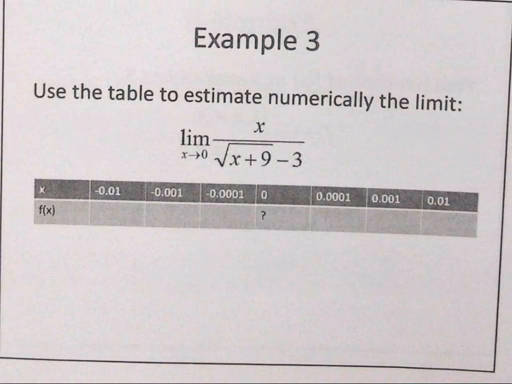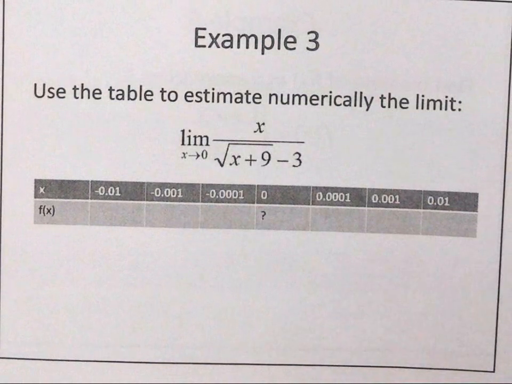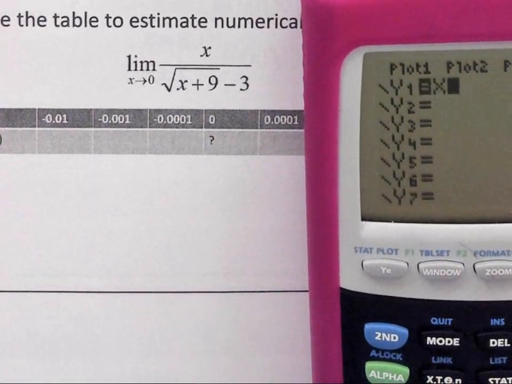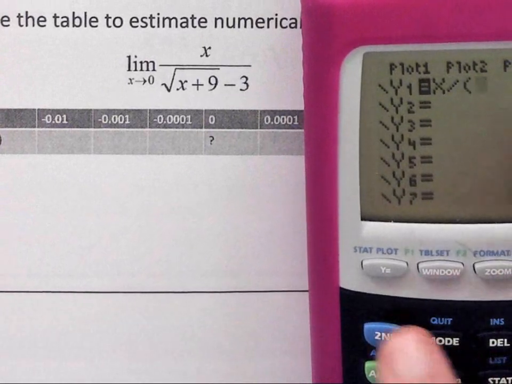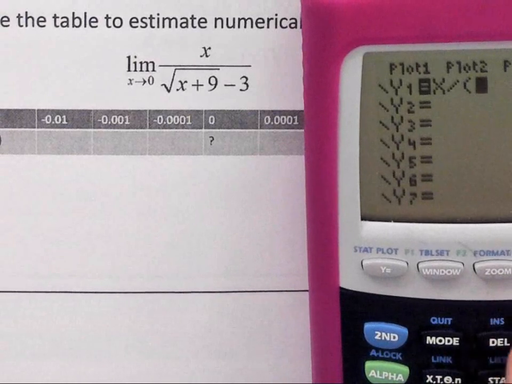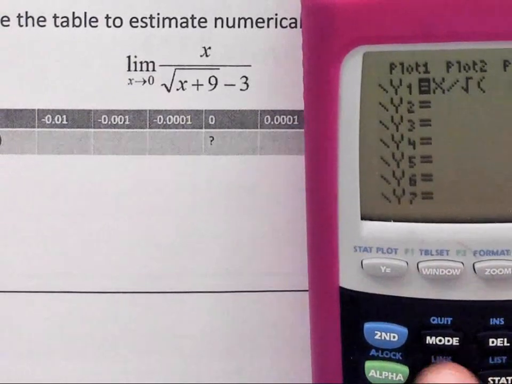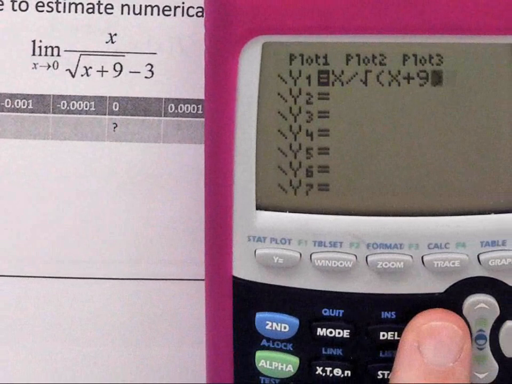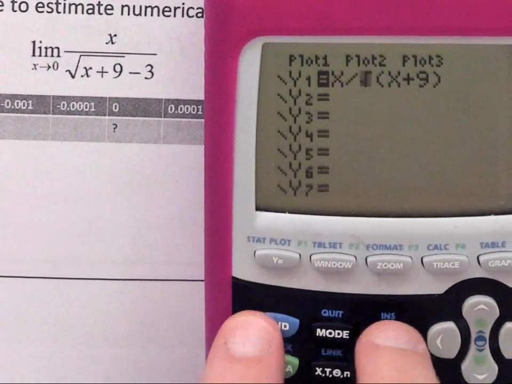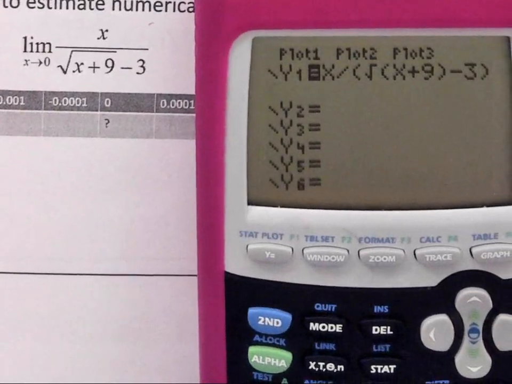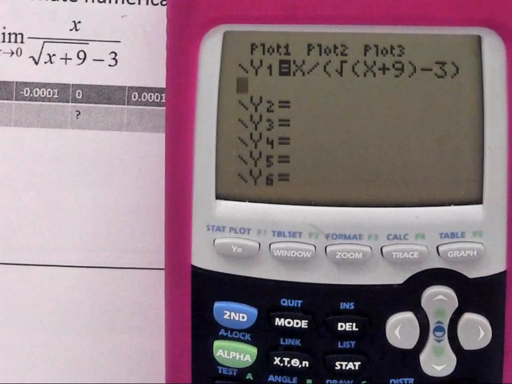Okay? So for this, I want to put in this equation. Everybody knows how to use the table function on their calculators? No. Okay, so put in the equation. Oops. Let's actually put the square root in there. Make sure you close out the parentheses on the radical after the 9, but you have parentheses around the entire thing, so the 3 is in the denominator. So it should look something like that. Okay?